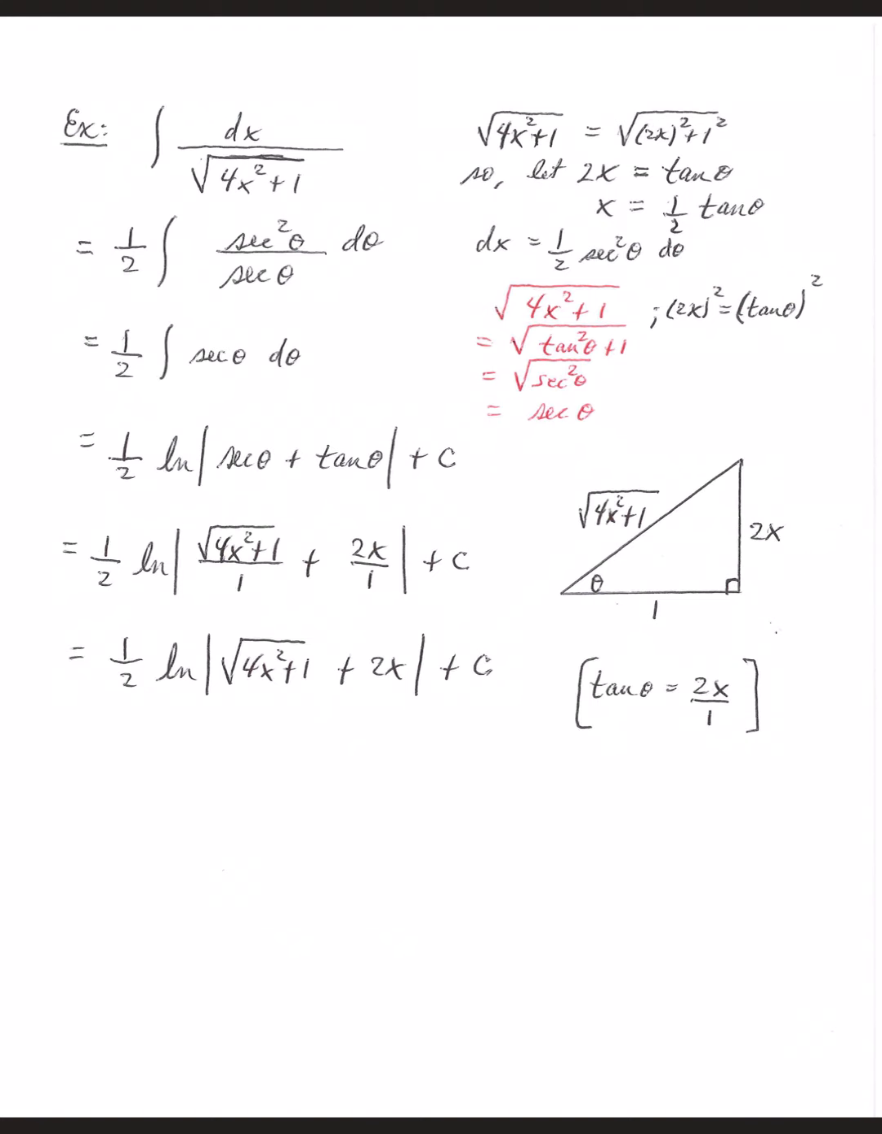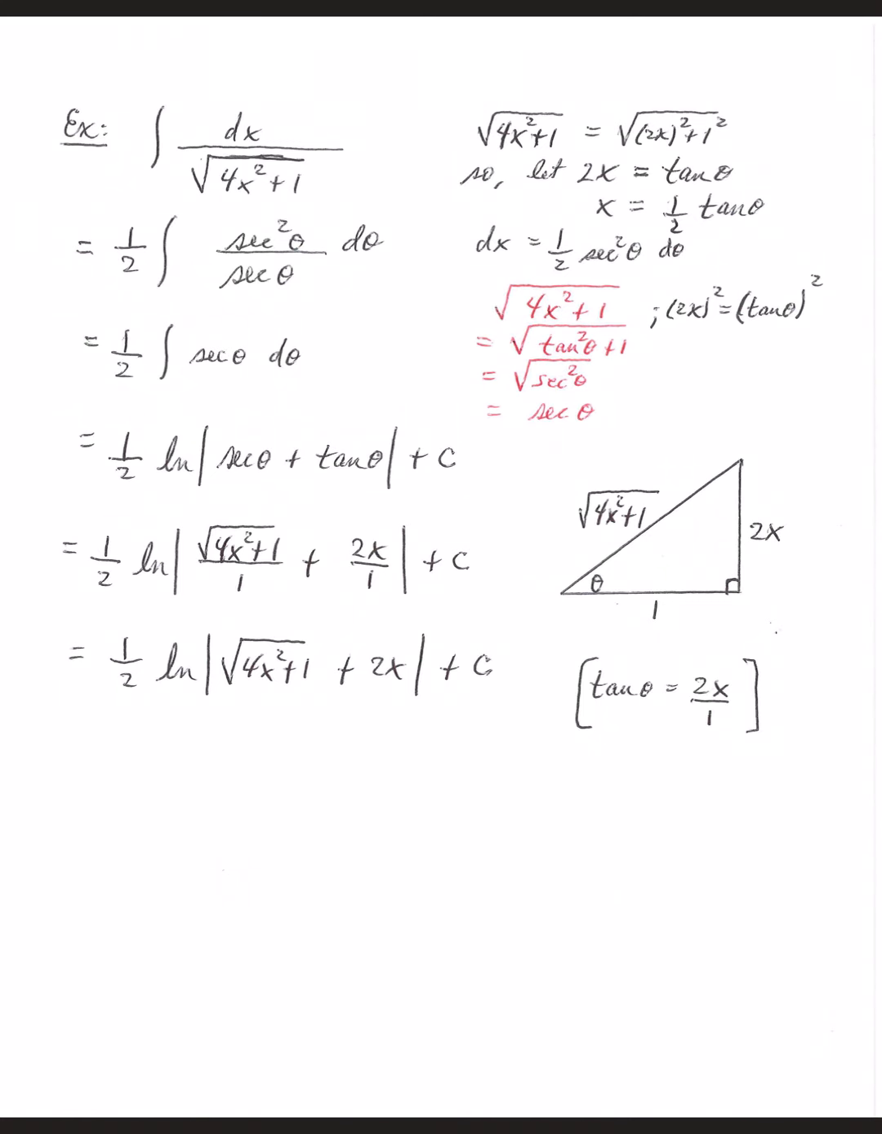The integral or antiderivative of secant theta we looked at in a previous section, and you can also look these up on your Google Drive folder for the class. This antiderivative is natural log of secant theta plus tangent theta. So we've got our antiderivative here. Don't forget to multiply by a half and add your constant of integration.